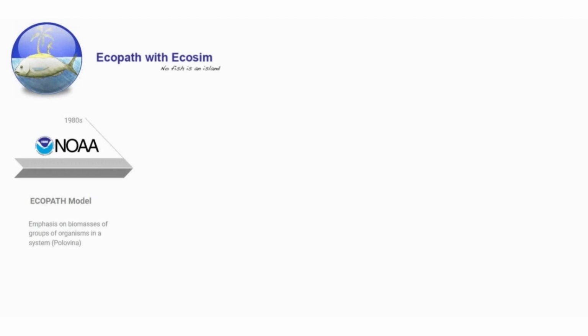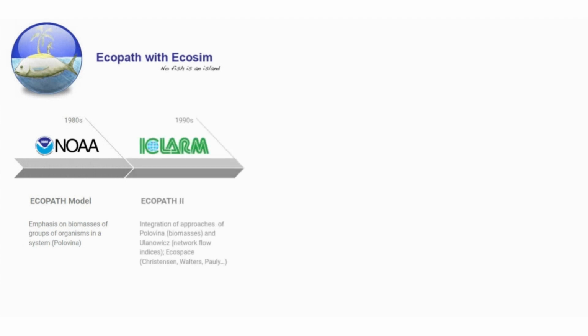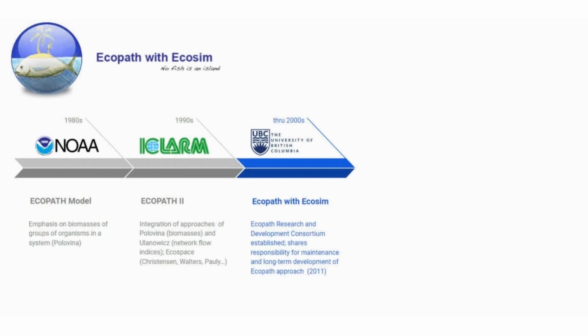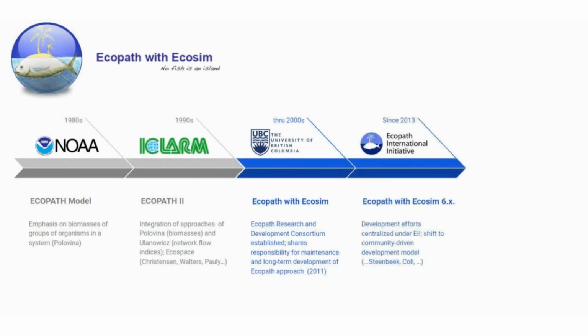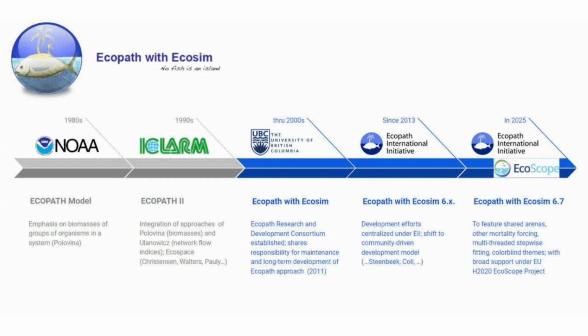The Ecopath model was initially developed at NOAA by Jeffrey Polovina in the early 1980s and has undergone further development for more than 30 years through the works of notable fisheries scientists such as Carl Walters, Villy Christensen, and Daniel Pauly, and software engineers worldwide, from developing Ecopath 2 in the 1990s to the development of Ecopath with Ecosim into the 2000s, and the shift to centralized community-driven development in 2013 under the Ecopath International Initiative. Ecopath with Ecosim 6.7 is underway through the support of projects such as the EU Horizon 2020 EcoScope project and is planned for release in 2025.